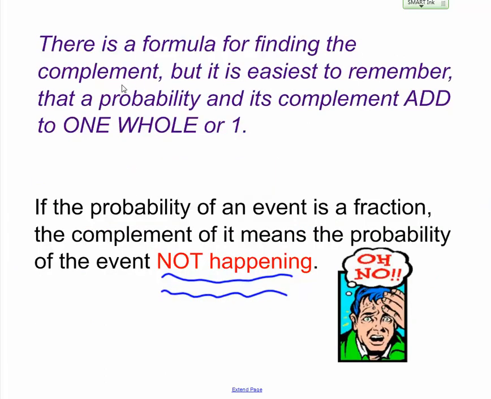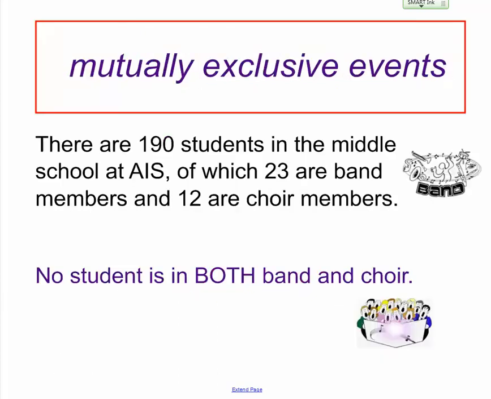So there's a formula in your book, but it's really best just to remember the meaning, and then you don't need to memorize a formula. So the probability and its complement always add to one whole. So if the probability of an event is a fraction, the complement of it means the probability of the event not happening.